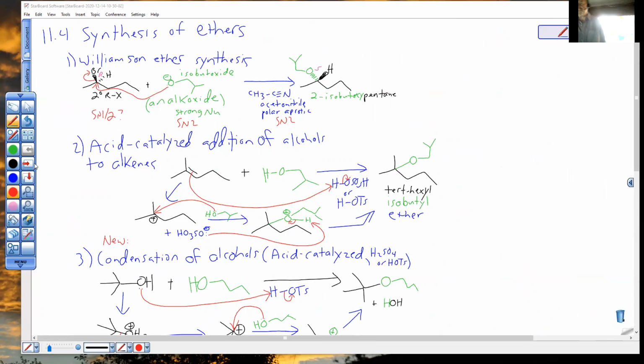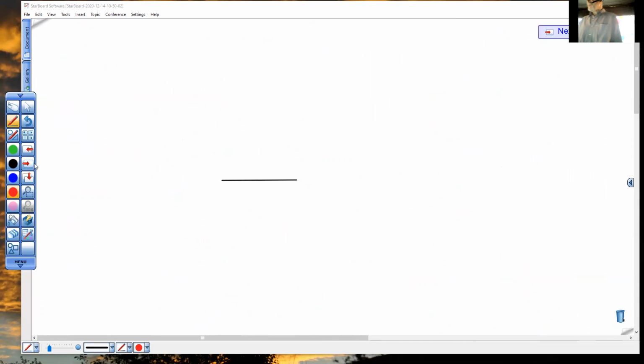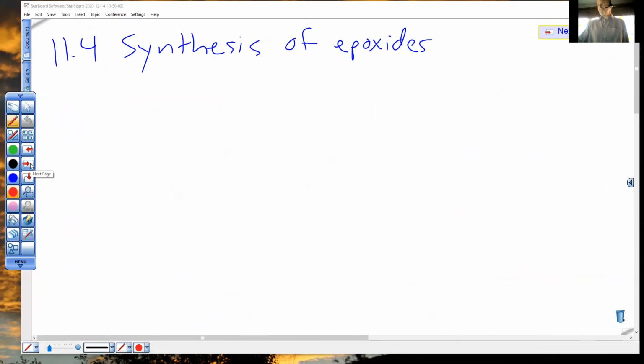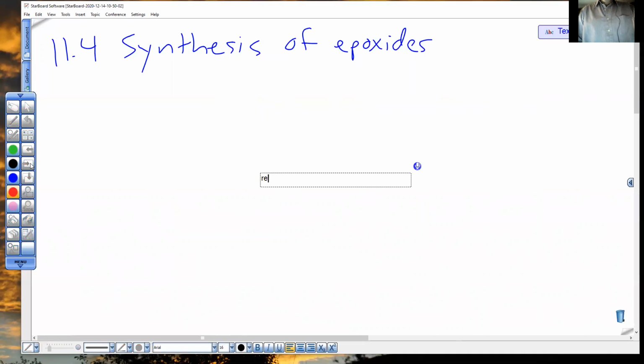And next up, next up's that crazy blank line. We don't need that page. Synthesis of epoxides. Now remember, epoxides are named after alkenes. That was nomenclature. That is because they are made from alkenes.